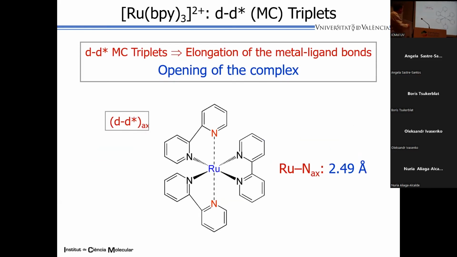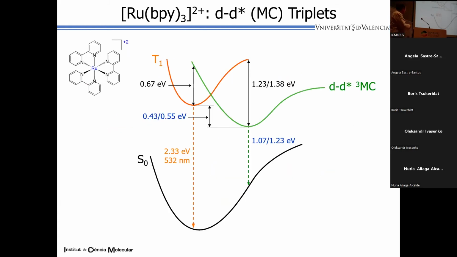Then the population of those dd* metal-centered triplets implies that you are really opening the structure of the complex, because those bonds now are longer than in the ground state. And from the energetic point of view, the situation is the following. At the ground state geometry, really the metal-centered state is higher in energy, by 0.7.